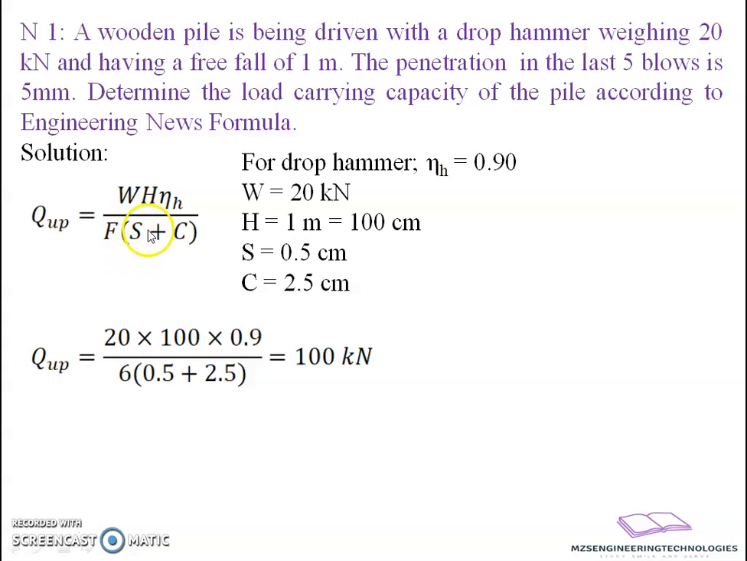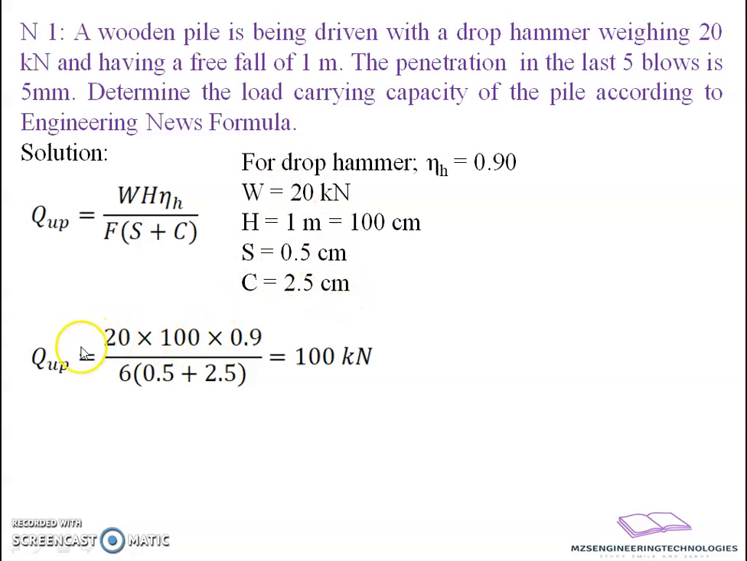S is the observed settlement here. The observed settlement is about 5 mm. We will convert this into centimeter. It is about 0.5 centimeter. Now capital C is the coefficient related to elastic compressibility of the soil. So in the case of a drop hammer, the recommended value of the coefficient C is 2.5 centimeter.